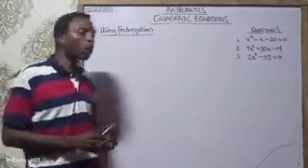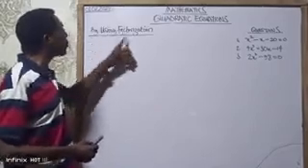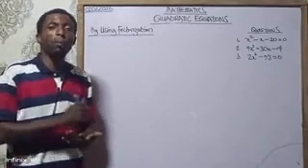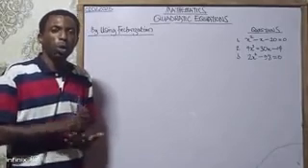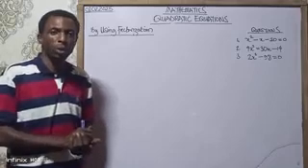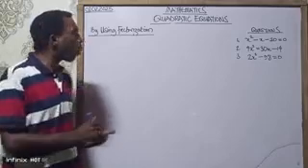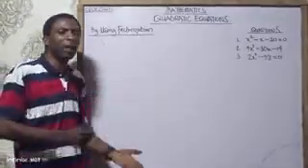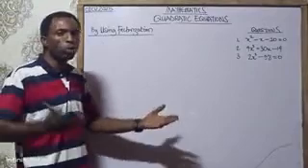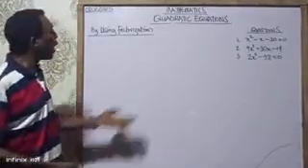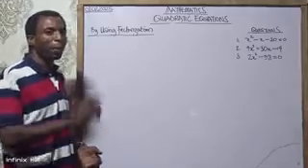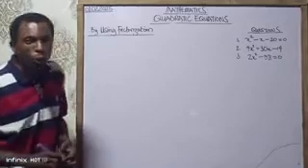Number one, we'll be considering the factorization method. Two, completing the square method. Three, the quadratic equation formula. Then four, the graphic method. Those are the four methods you can use, at least for the level of secondary school students, even beyond.